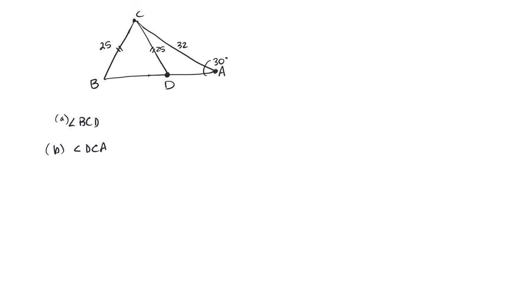All right, in this problem, we are being asked to find two different angles. We're being asked to find BCD, so we need this angle. And then we also need DCA, so this angle in here. All right, so we're going to use law of sines. I'm going to just work with this outside larger triangle.